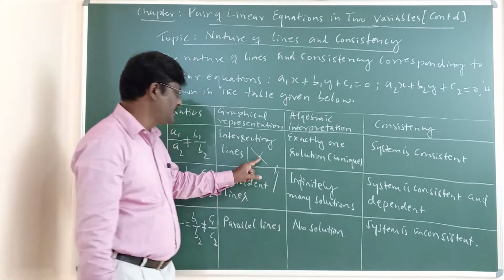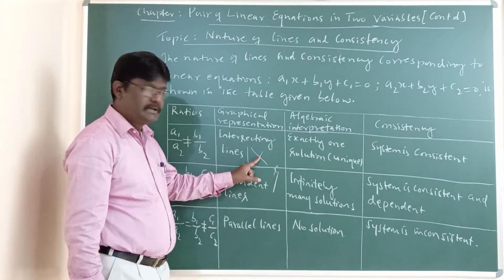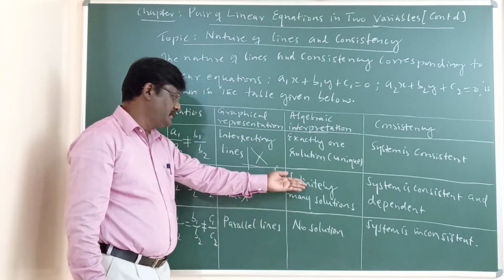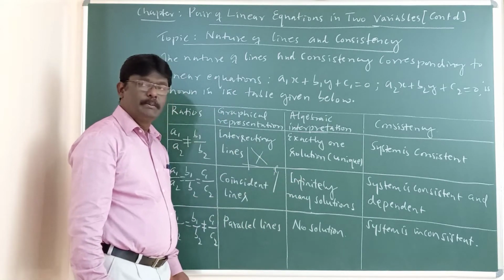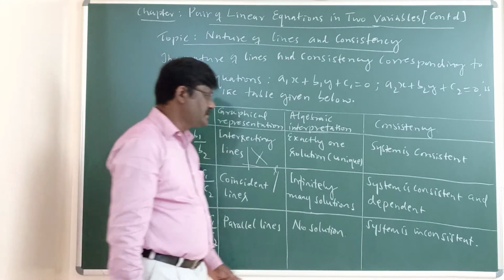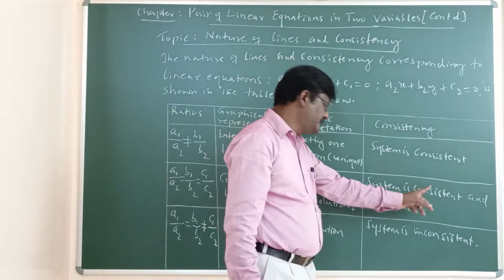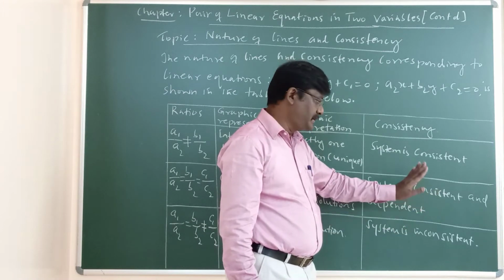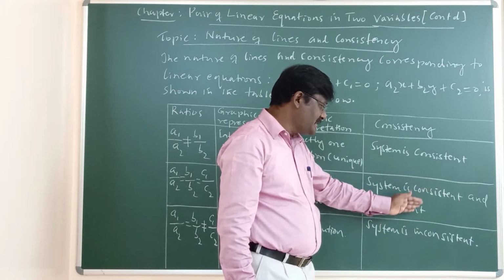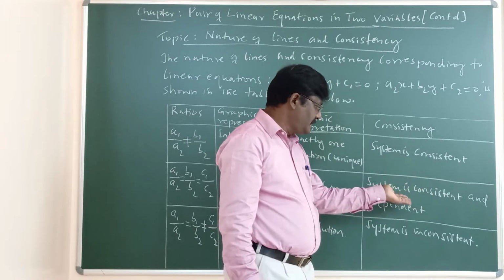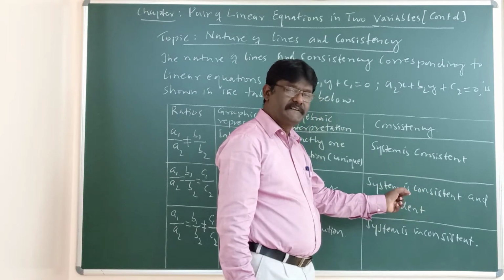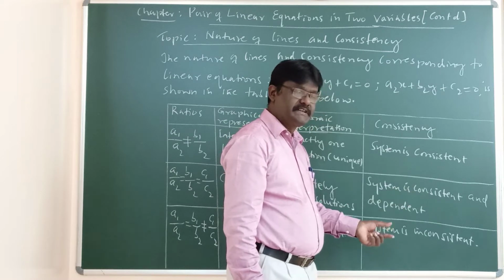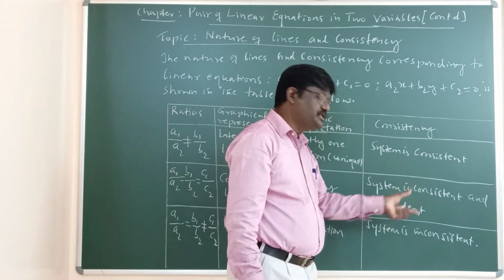If they intersect, only one point is common. Here, how many points are common? An infinite number of points. That's why infinitely many solutions. Such a system we say is consistent and dependent. Consistent and dependent we say. In further classes we will discuss the exact meaning of dependent and consistent. For now, just know the conditions.